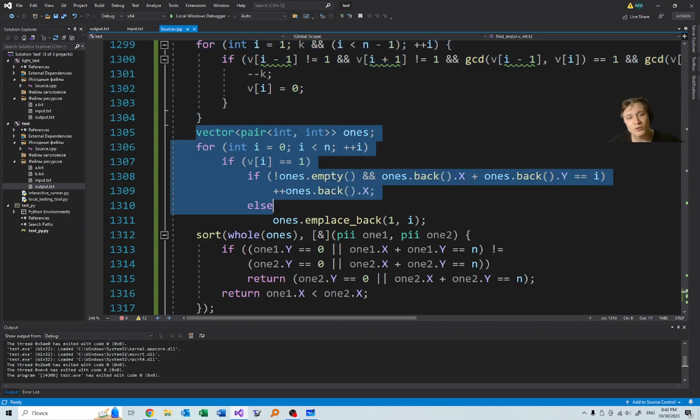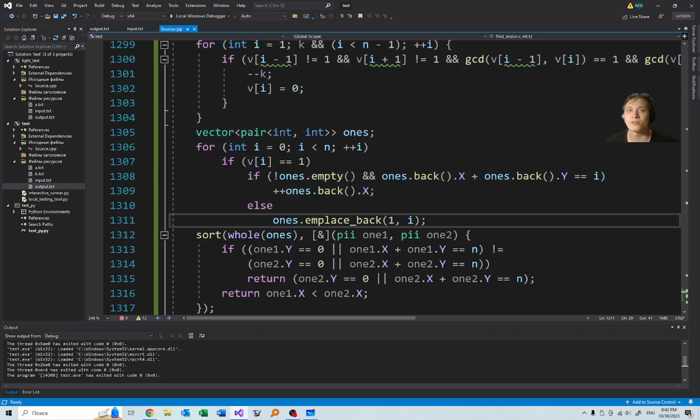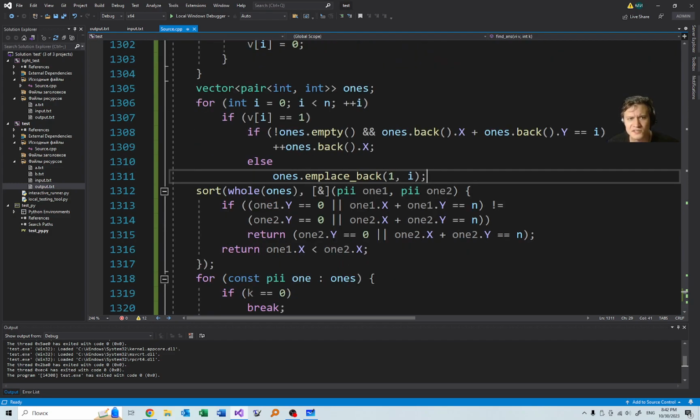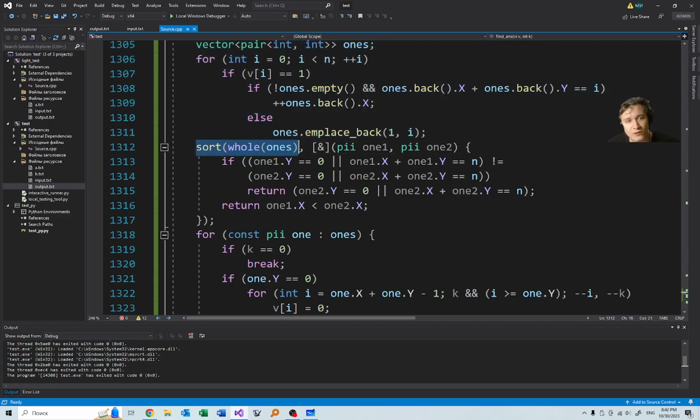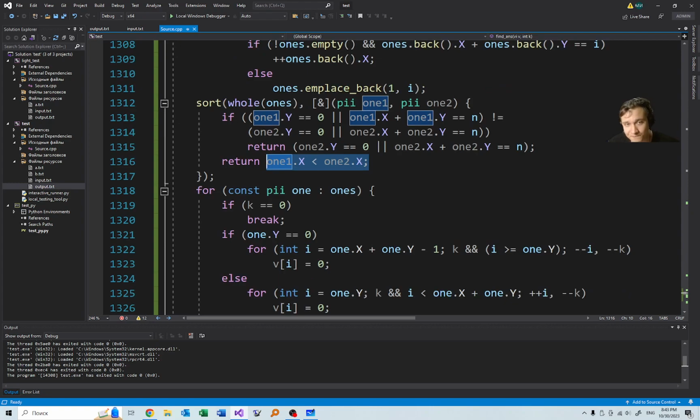Then I find all blocks of ones. This is the function which finds all blocks of ones. This is a straightforward linear algorithm. Then I sort these blocks of ones with the following comparator. If none of them touches the border, then I take the one which is shorter. If one of them touches and the other one does not touch, I choose the one which does not touch. And if both touch, then I again just take the minimum size. Actually, you can take anything if both touch the border.